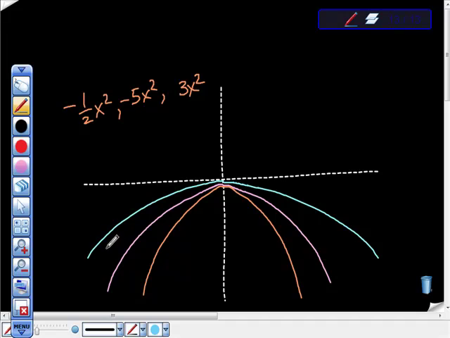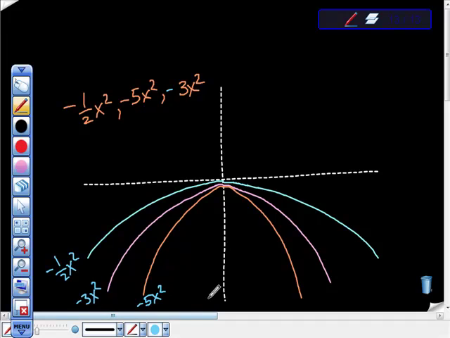Which curve is which? The possibilities are negative 1/2 x squared, negative x squared, and negative 3x squared. Which is which? That's right, this is negative 1/2 x squared. It's not as steep because it's not falling as fast, is it? This one is falling much faster. This one is falling 3 times faster than negative x squared would. So this becomes negative 3x squared and negative 5x squared.